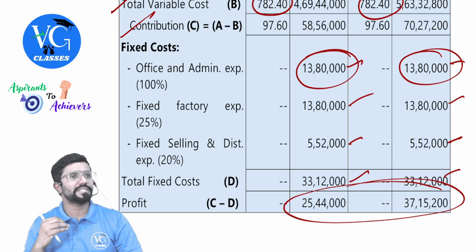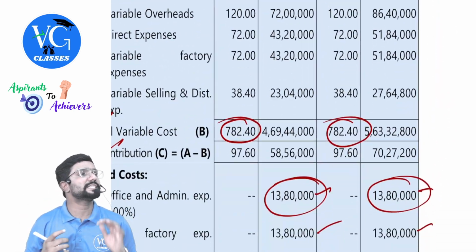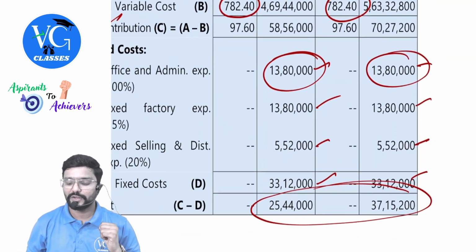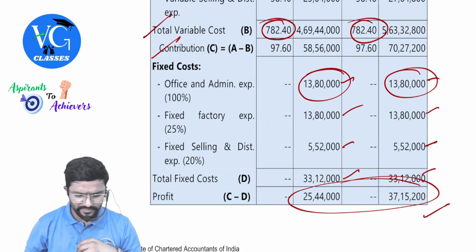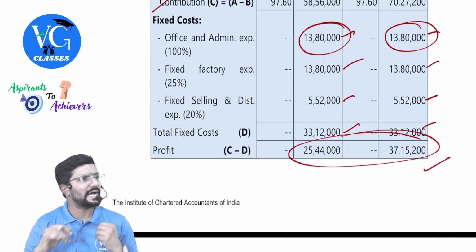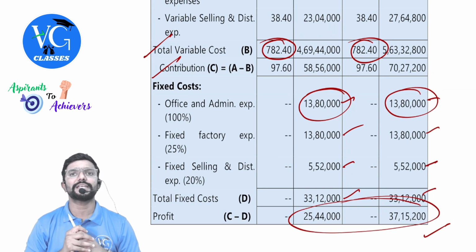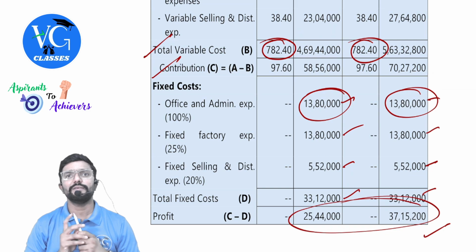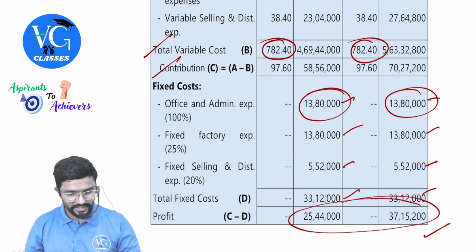If at all they ask your suggestion, at what level should we operate to maximize the profit? Your answer would be 60%, because your profit is more. Actually, they have not asked anything, I guess. But sometimes they ask you at what level the company should operate in order to maximize their profit. What level, Akshita? 60%.